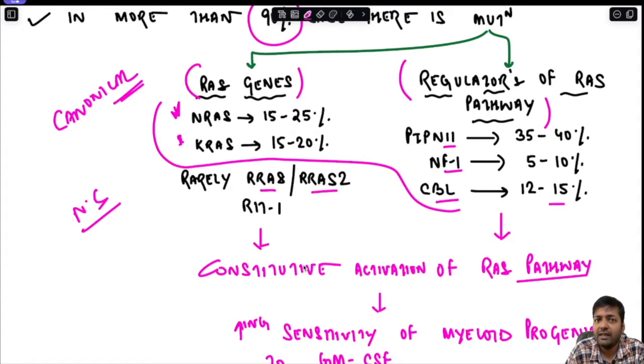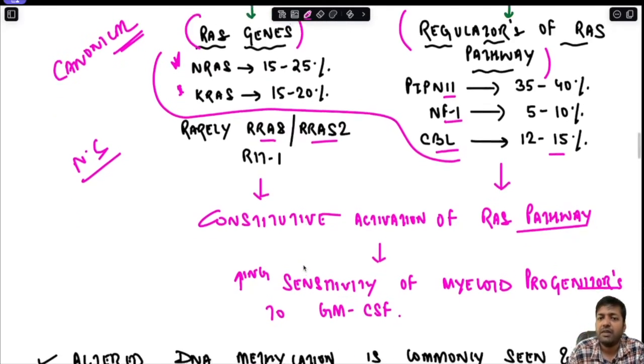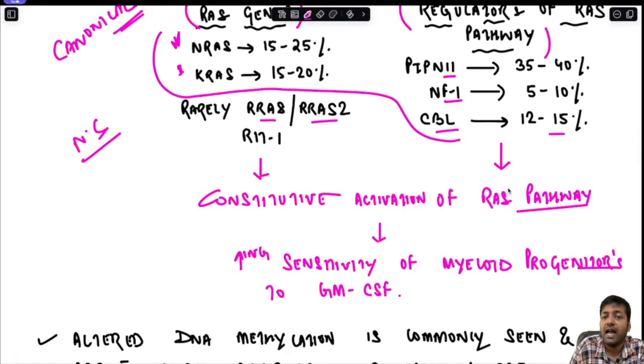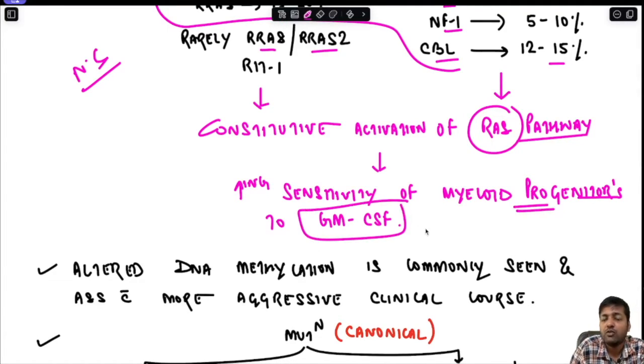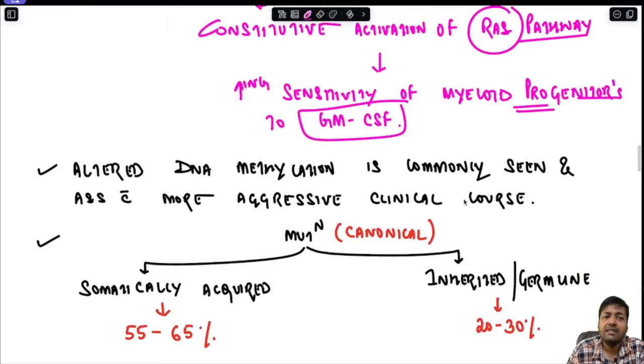Mutation in either the RAS gene or in the regulators of the RAS pathway will ultimately lead to constitutive activation of the RAS pathway. That means, without the presence of any growth factors, independent of the growth factors, the RAS pathway is activated, and this causes increased sensitivity of the myeloid progenitors to granulocyte macrophage colony stimulating factor, leading to increased growth and proliferation. Not only this, altered DNA methylation is commonly seen, and it is associated with a more aggressive clinical course.